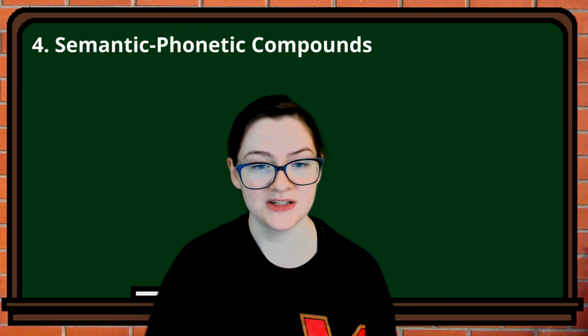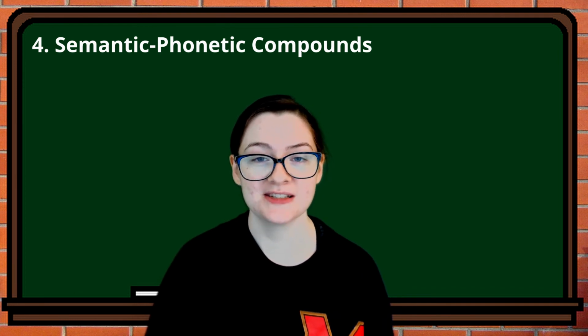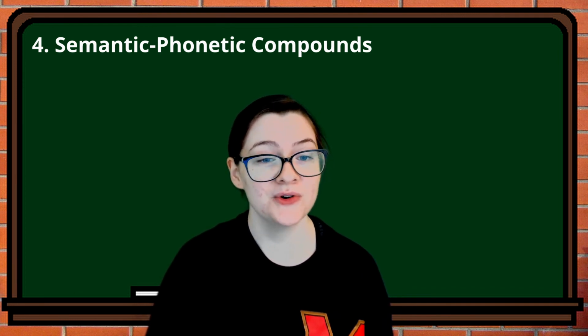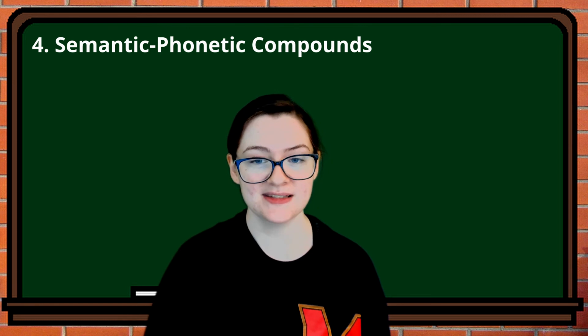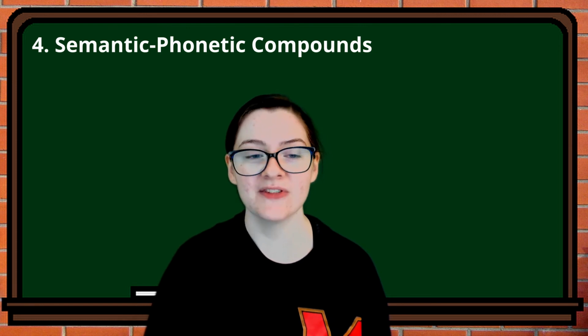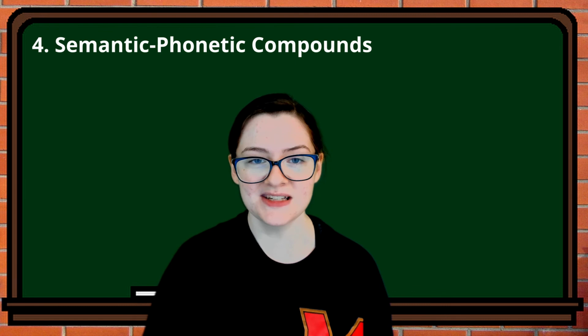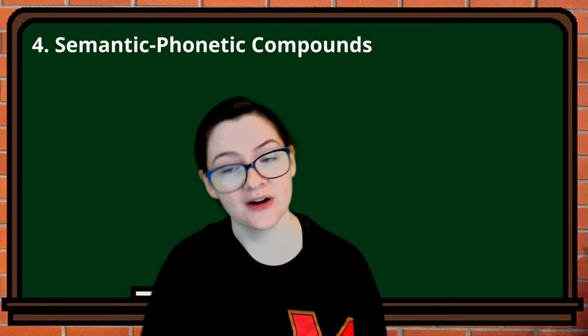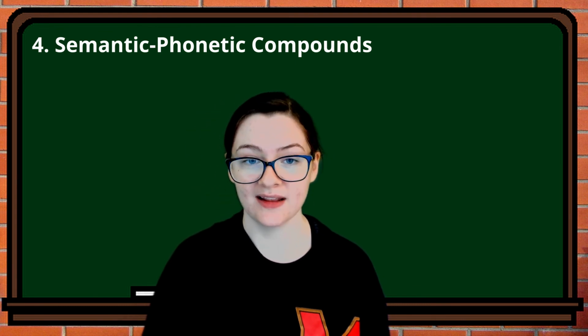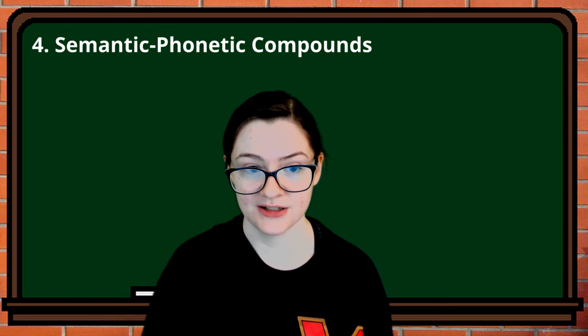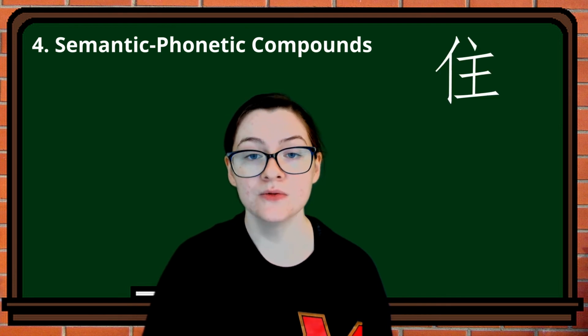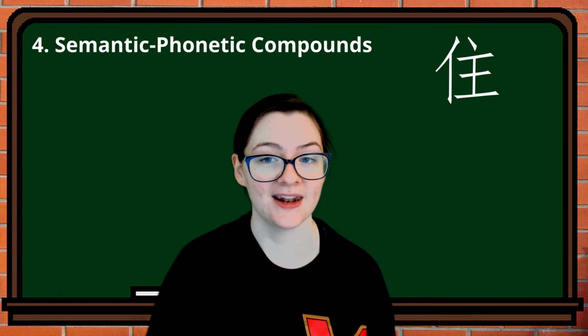The final character type to form in the abstraction of Chinese characters, according to Shouhui Zhao, the professor of Chinese language and culture, were semantic phonetic compounds. Semantic phonetic compounds are composed of 2 parts, one side that relates to the meaning and another that relates to the pronunciation. The verb to live, 住, is a semantic phonetic character.